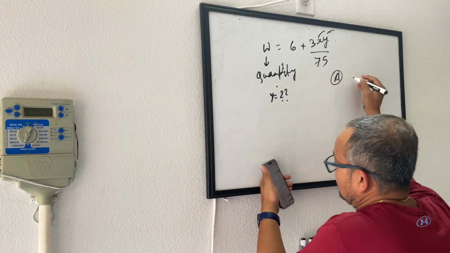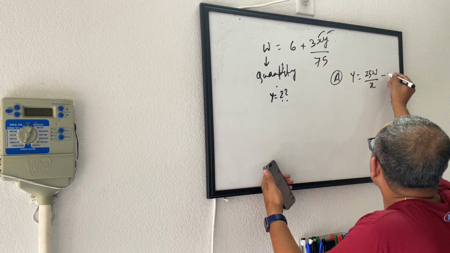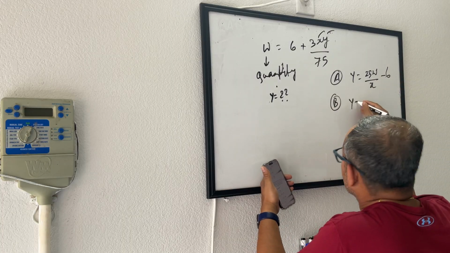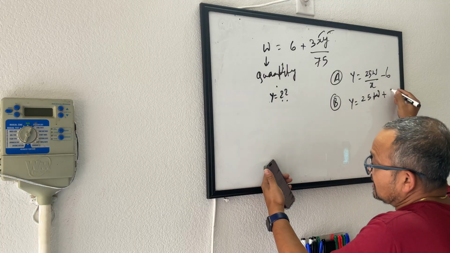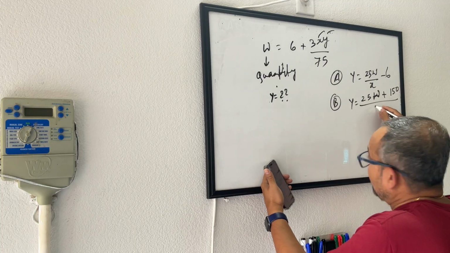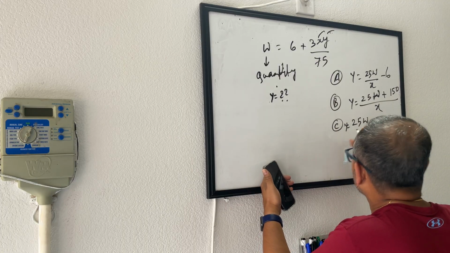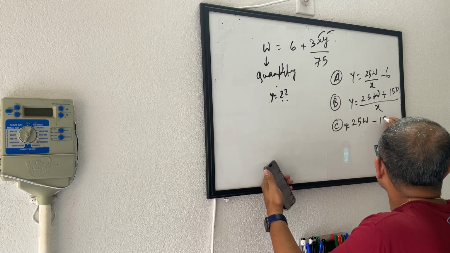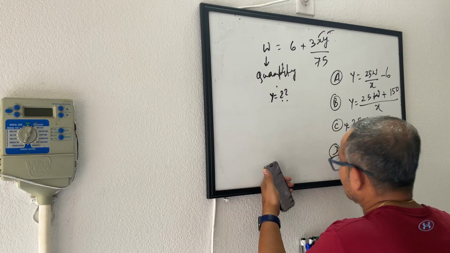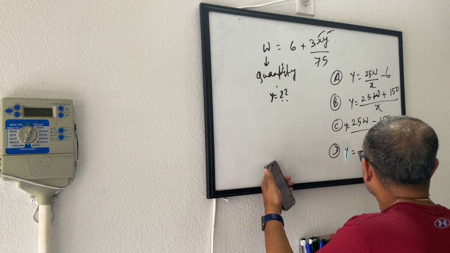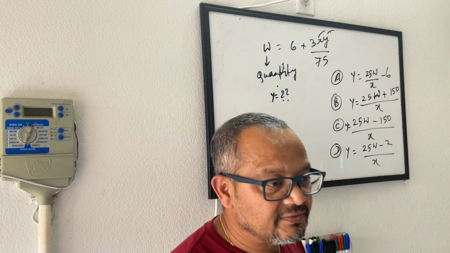Let's carry on. The options you have: the first is y equals 25w by x minus 6. Second option is y equals 25w plus 150 by x. Option 3 is y equals 25w minus 150 divided by x. And the fourth is y equals 25w minus 2 by x. These are the 4 options you guys have.